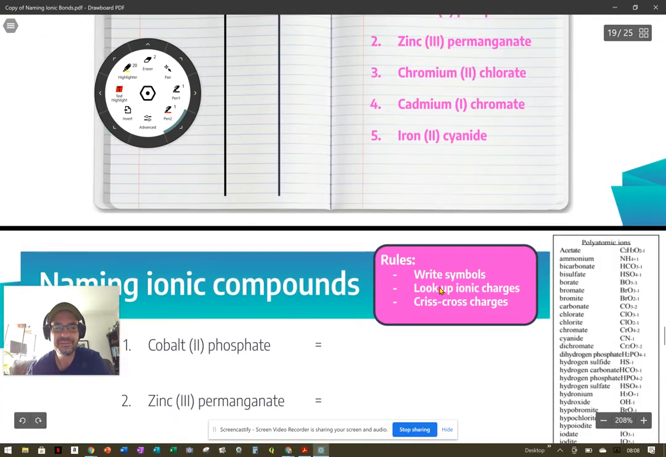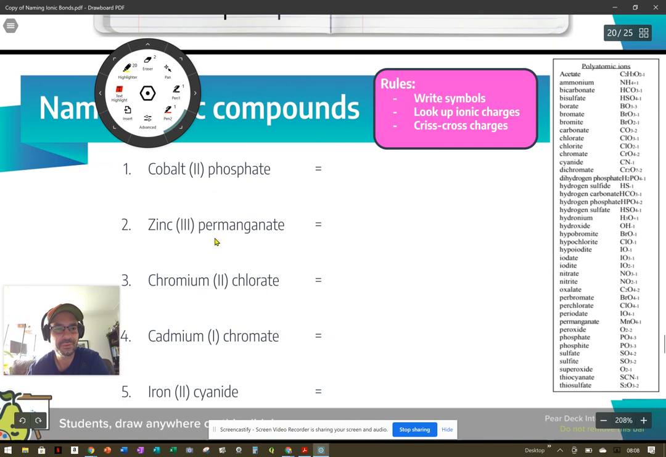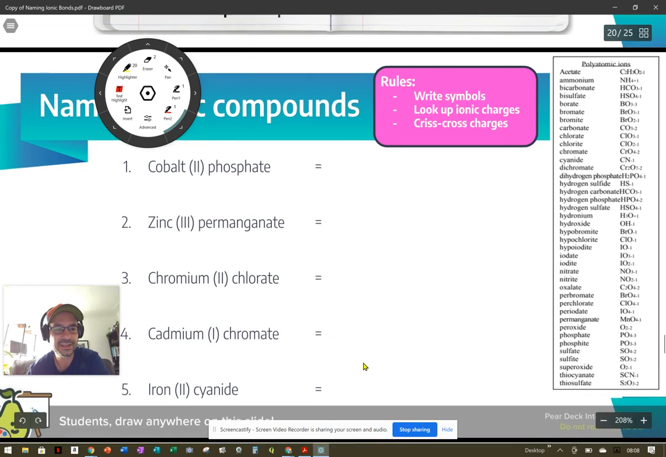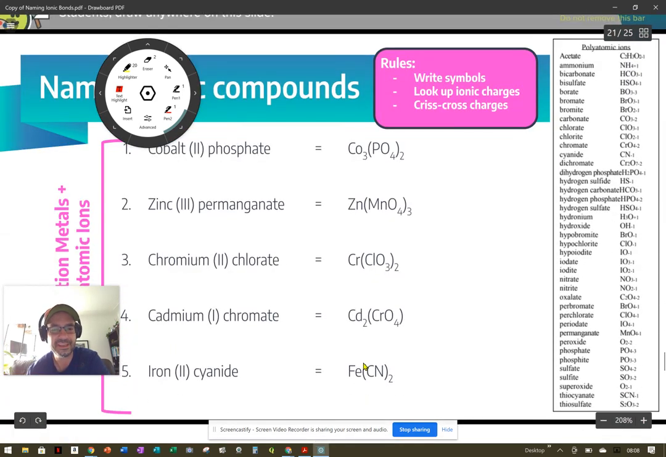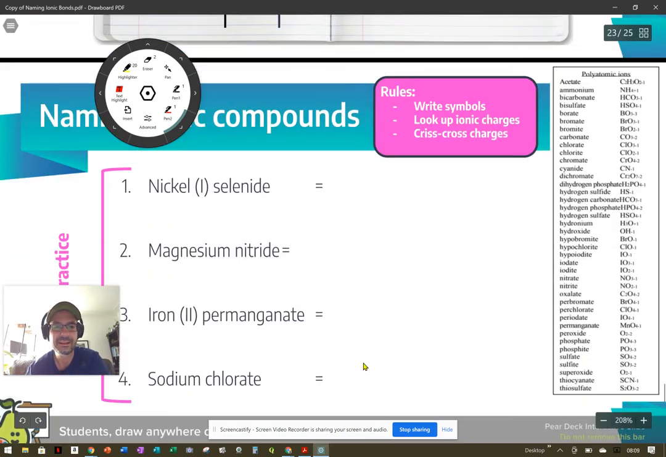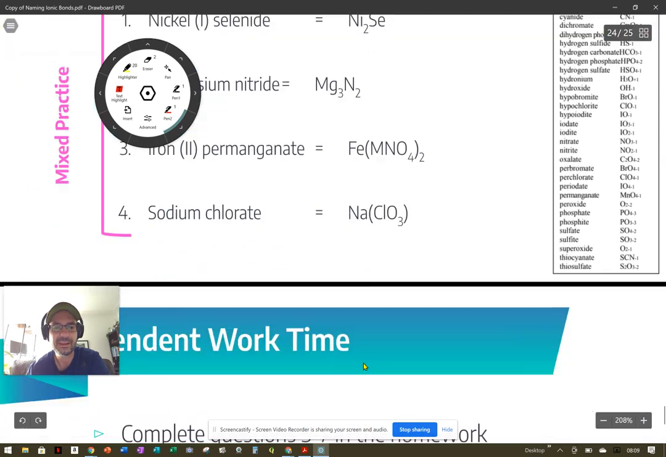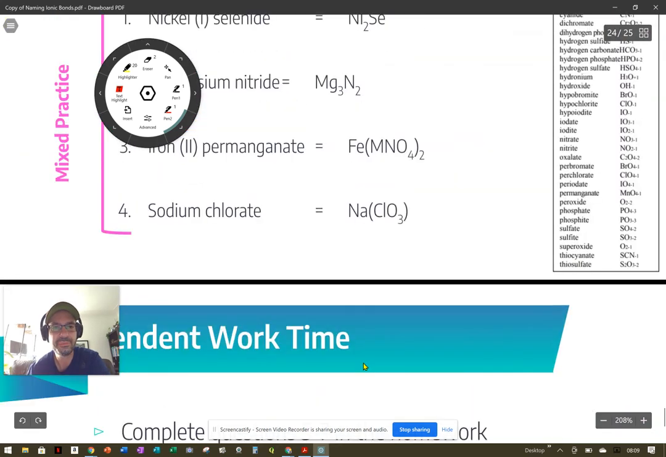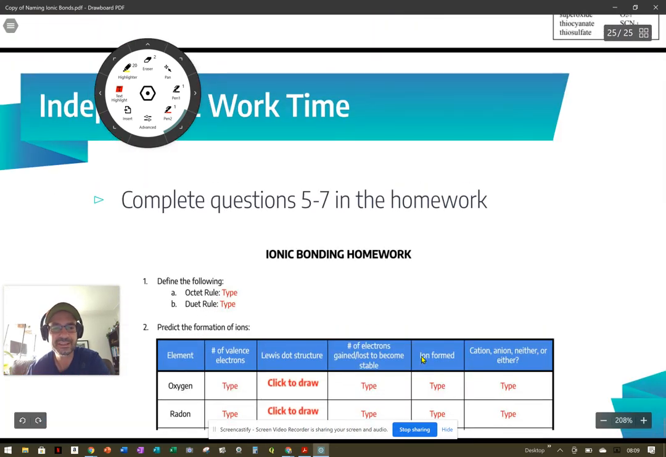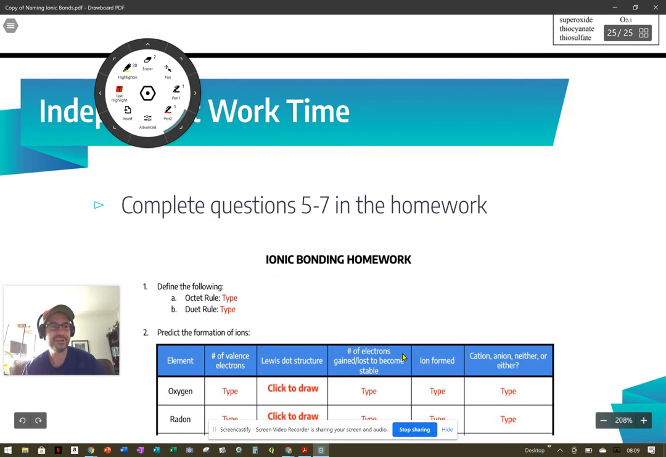And then finally, you've got some review here for these transition elements, and you also have the answers on the next slide. And with what we've gone over, you should be able to finish these practices and get that homework done.